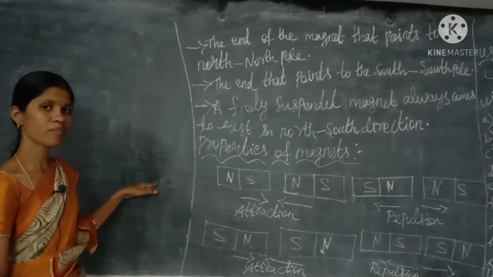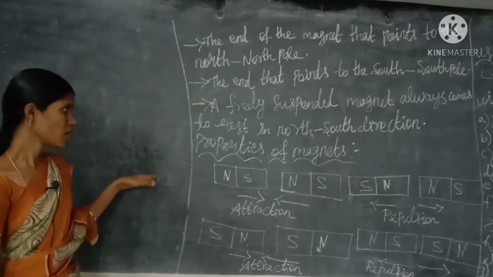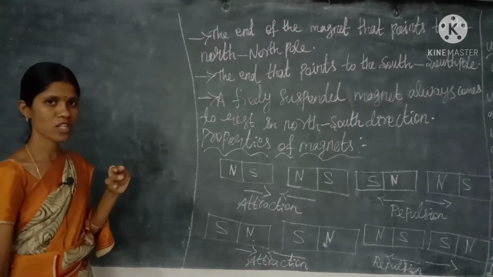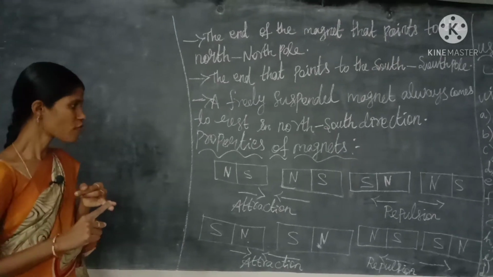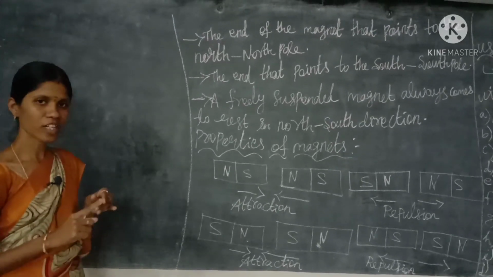Okay, already we know that the magnet will have two properties. One is attractive property, another one is repulsive property. Okay, so first we have to learn about the attractive property.